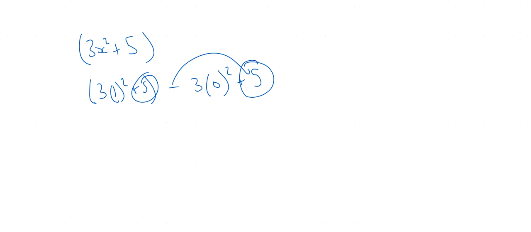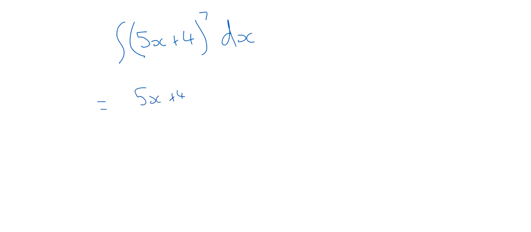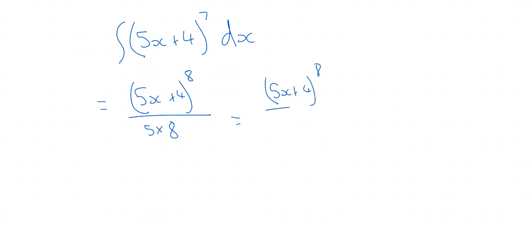So let me just quickly give you that other thing I just did. Actually, let's just pick some new numbers: 5x plus 4 all to the power of 7. I want to find this integral with respect to dx. So I am going to add 1 to the power, and then remember we divide by the new power, but we also have to divide by the derivative of this, which is 5. That's the only thing we're adding to this. So this is now 5x plus 4 to the power of 8 all over 40.